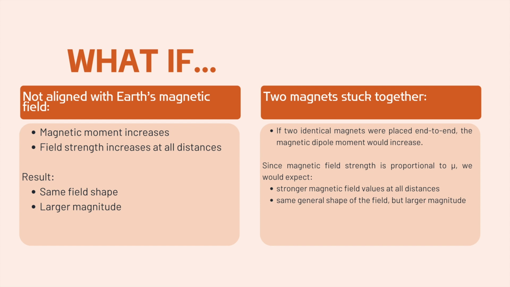If two identical magnets were placed end to end, the magnetic dipole moment would increase. Since magnetic field strength is proportional to mu, we would expect stronger magnetic field values at all distances, the same general shape of the field, but larger magnitude.